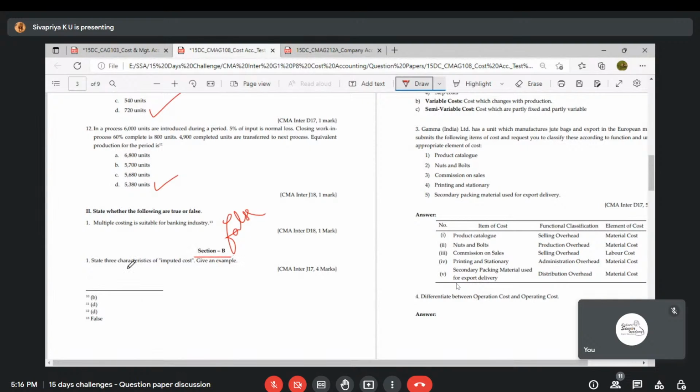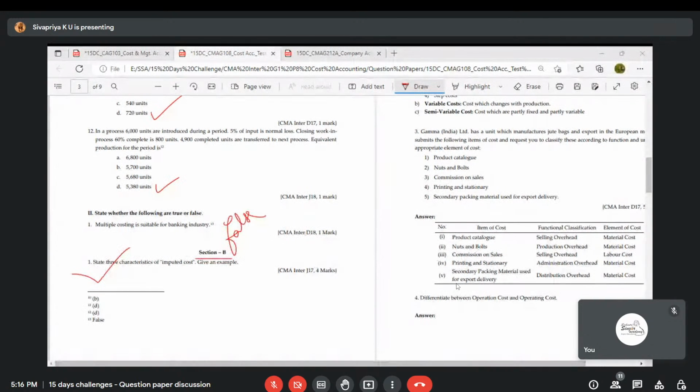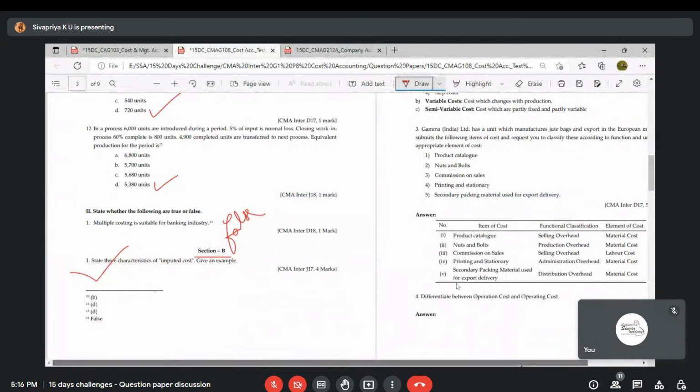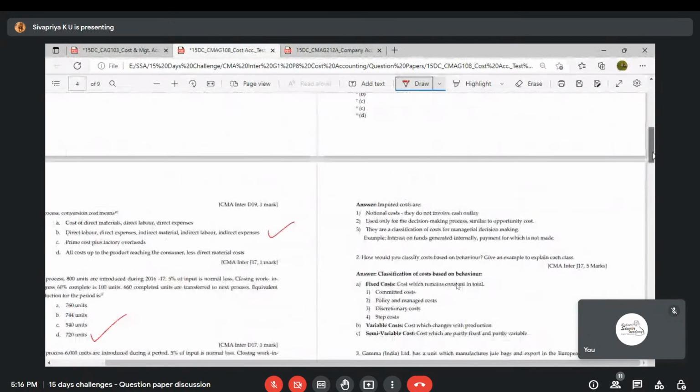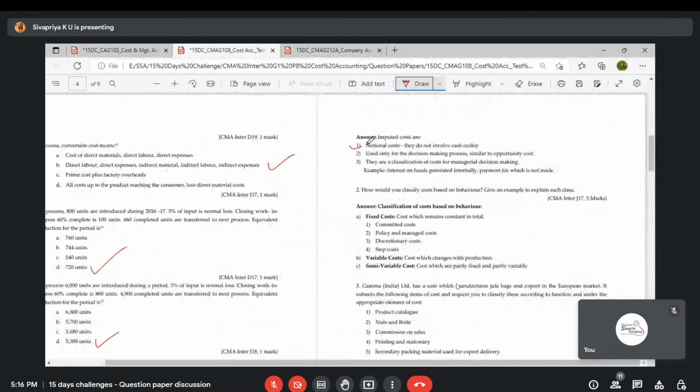Section B. Question number 1. State 3 characteristics of imputed cost. Imputed costs are notional costs and they are only used for decision making purposes, and they are a classification of cost for managerial decision making.